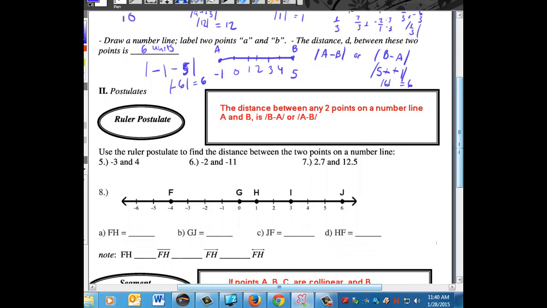Alright, so then we have our ruler postulate, which says the distance between 2 points on a number line A and B is the absolute value of B minus A, or the absolute value of A minus B. These slanted signs mean the absolute value.